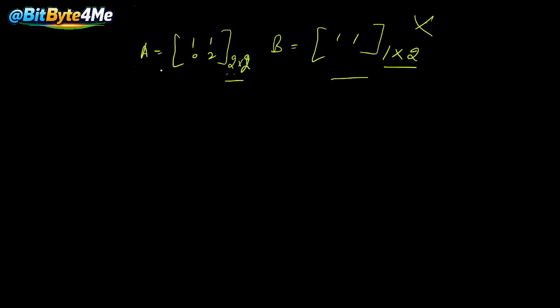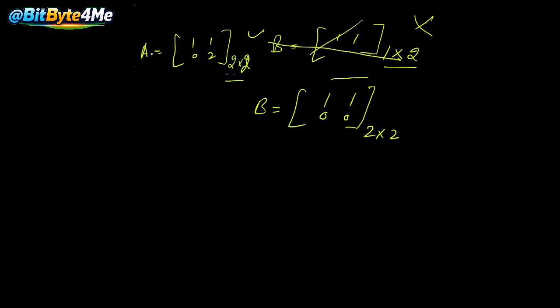So if we take A as this, we need B as this, [1 1; 0 0], say. This is a 2 by 2 matrix. The earlier one was not possible, but now we can add this A and B.